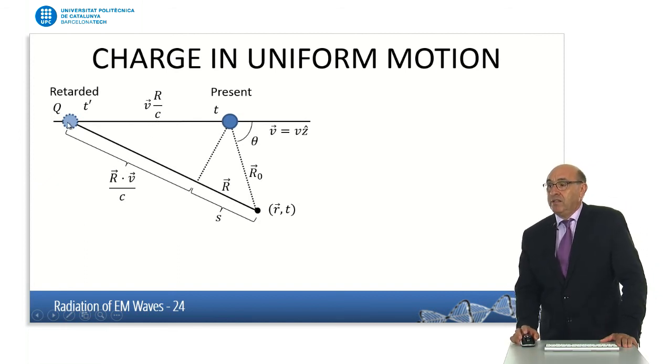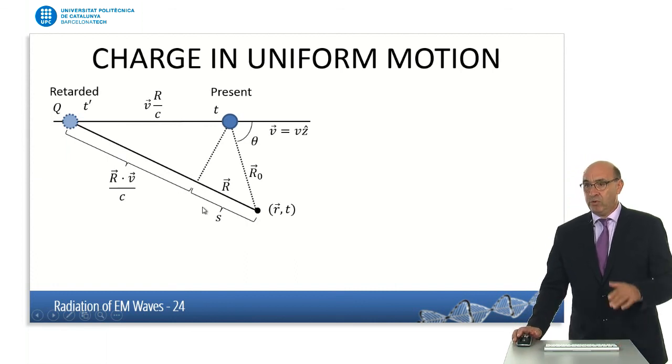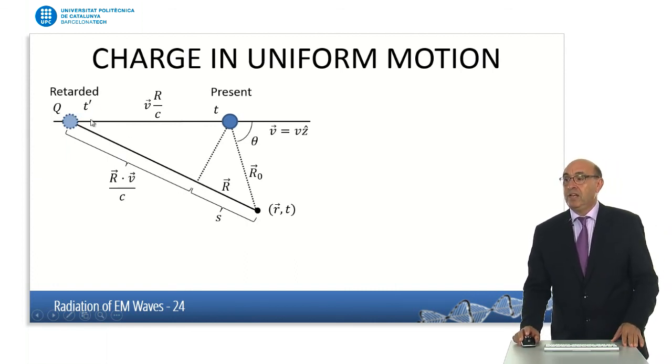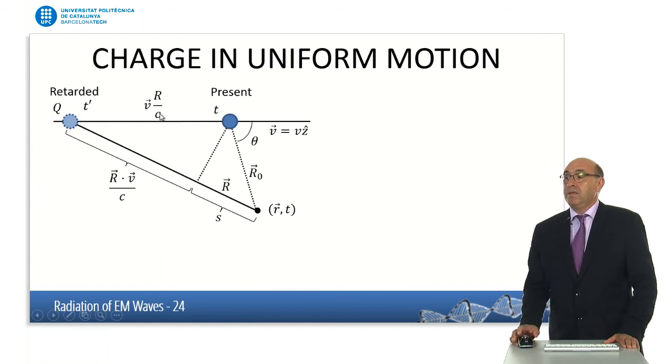The problem is that while the charge is producing this field and the field reaches this point, the charge moves to a different point. And now you see that to know where the charge is, the only thing you have to do is to multiply the velocity times the time that is involved in this travel. That's the travel time, which we have also called the time delay. And this is nothing more than the velocity times the distance, this distance r, divided by the speed of light. And the charge now is at this point.